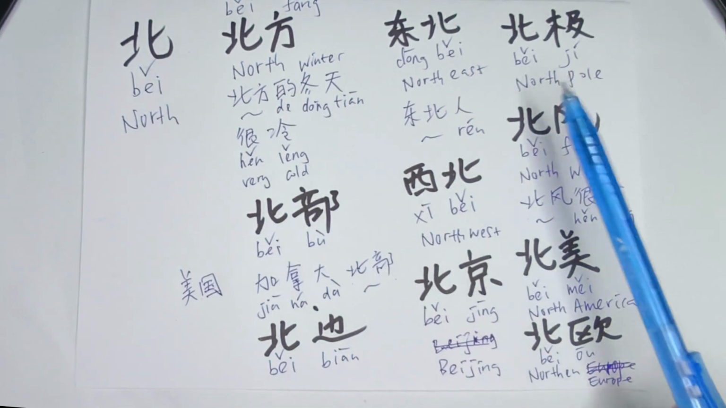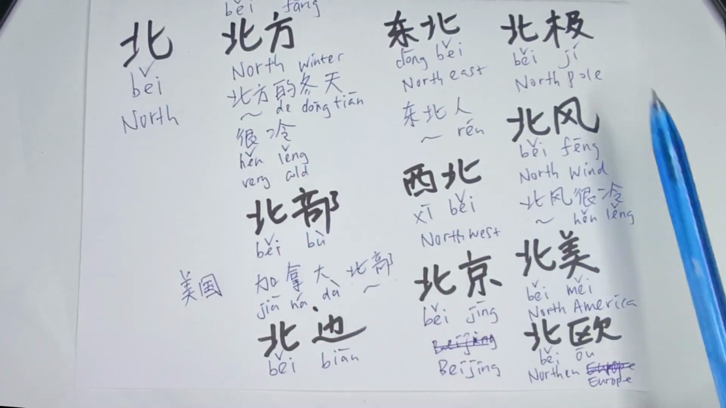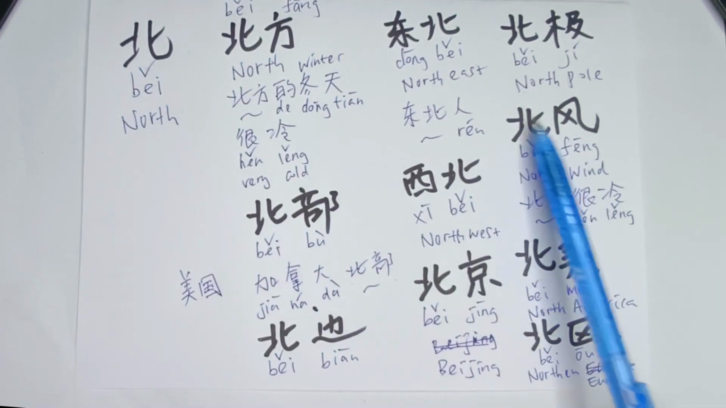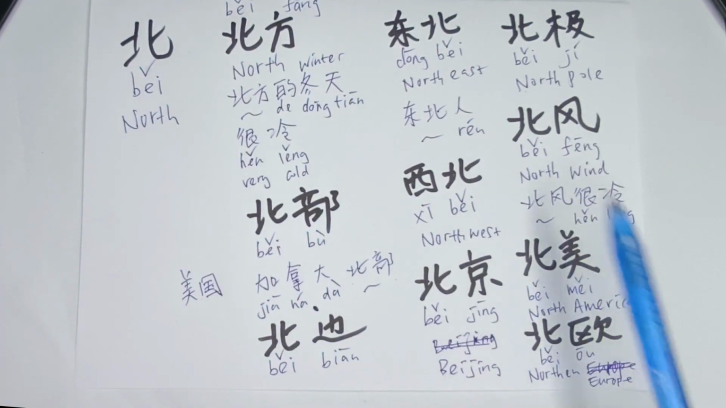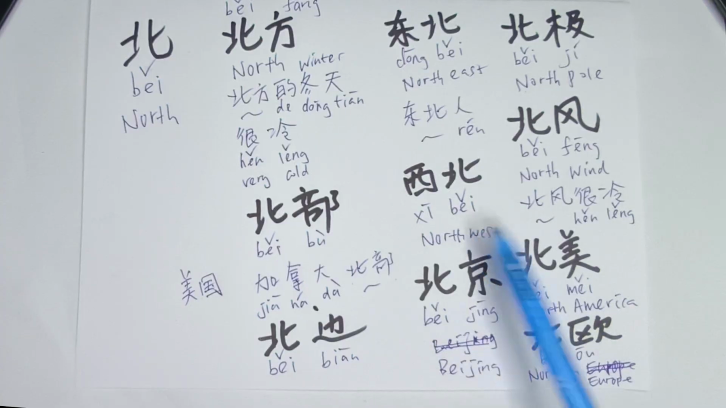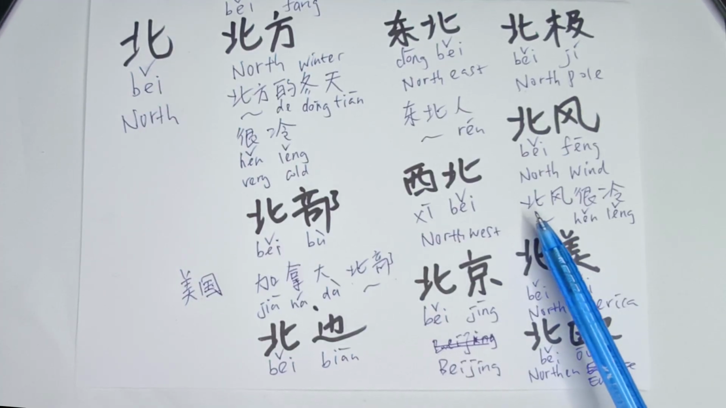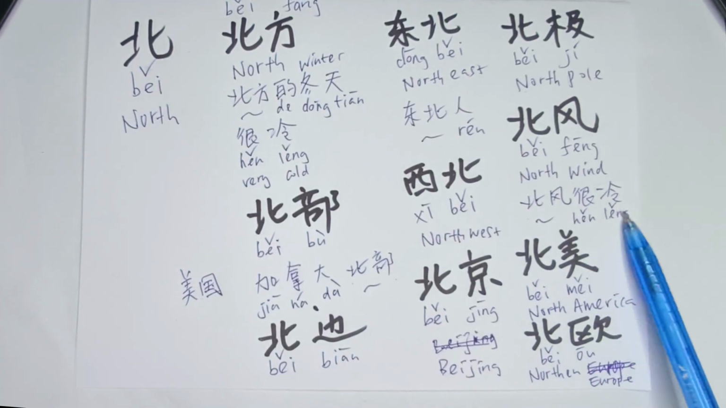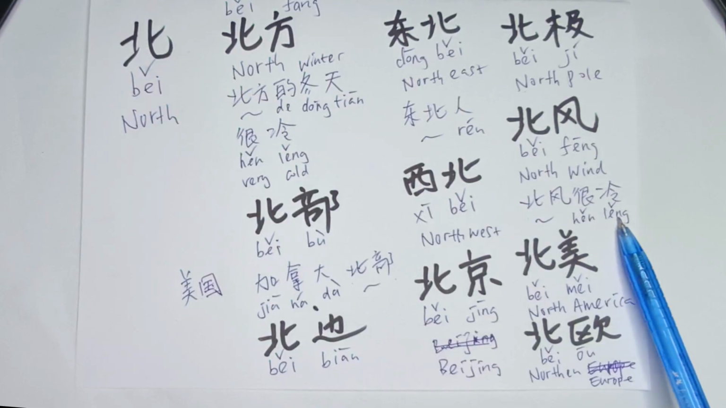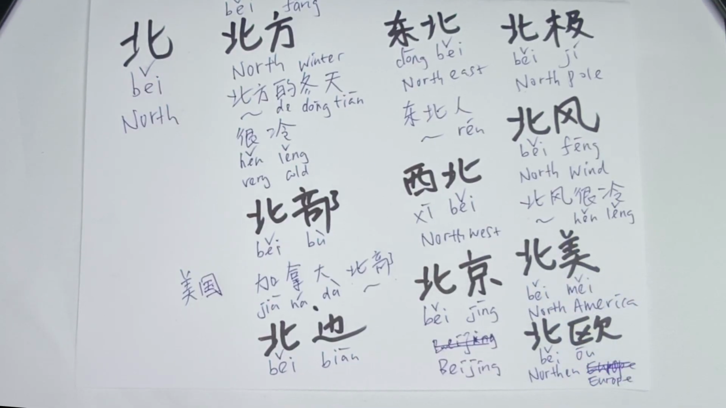北极 is North Pole. 北风, 风 is wind. So 北风 means the north wind, the wind that blows from the north, okay? 北风很冷. North wind is very cold. 很 is very, 冷 is cold. 北风很冷. North wind is very cold.